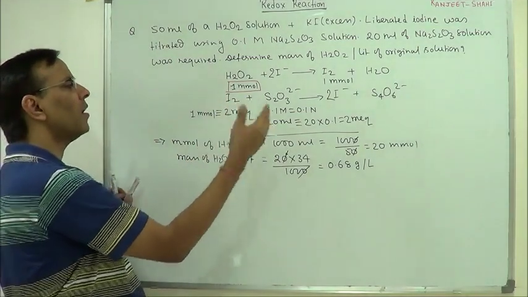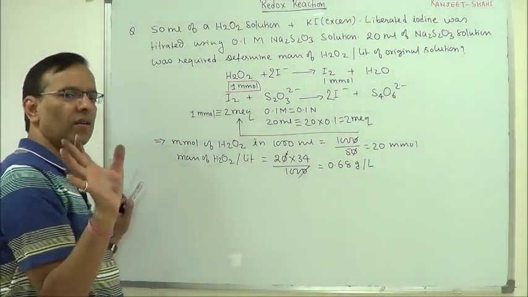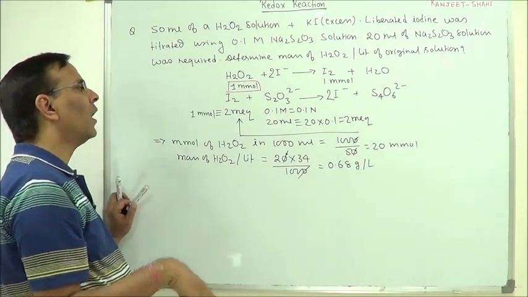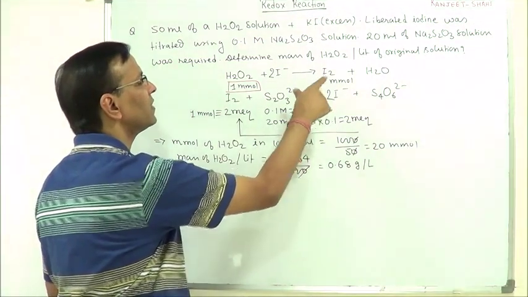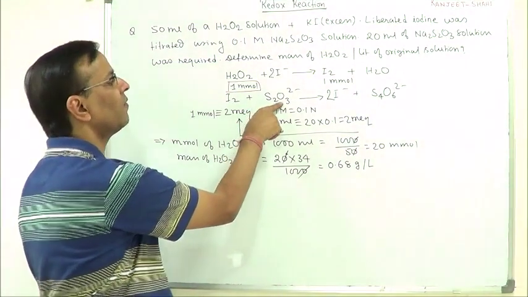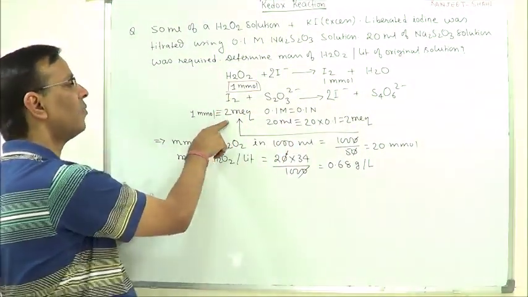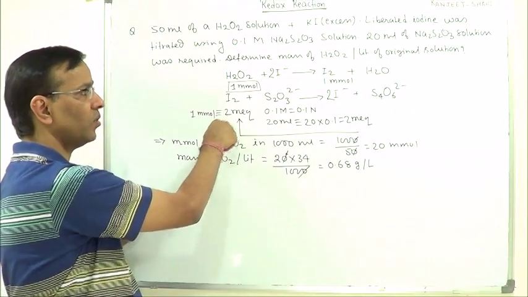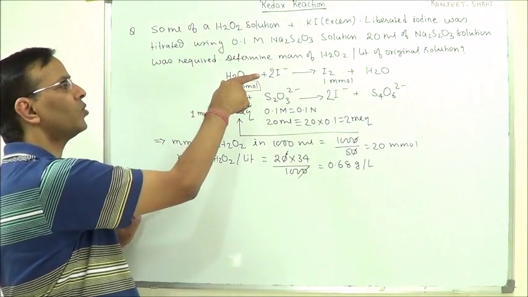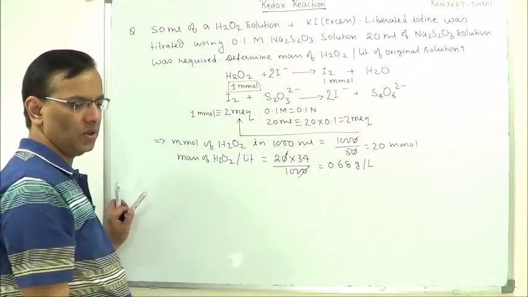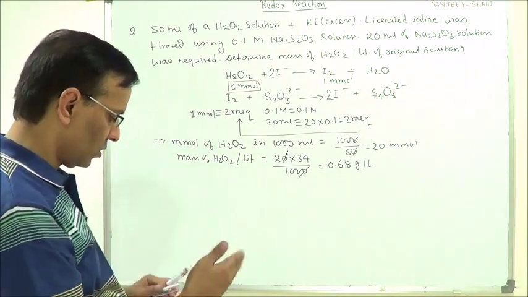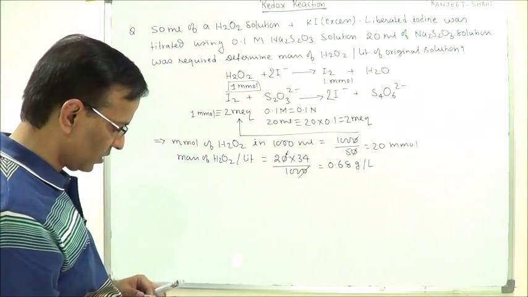This question could have been done directly through concepts of equivalence from beginning till end also. The reason being, iodine iodide systems are same everywhere. So we could have applied the milliequivalent of thiosulfate, which is 2, is equal to milliequivalent of iodine, which will also be milliequivalent of H2O2. So 2 milliequivalent of H2O2 and n factor is 2. So 2 by 2, 1 millimole. Same calculation would appear. So this is how we proceed in redox titration.